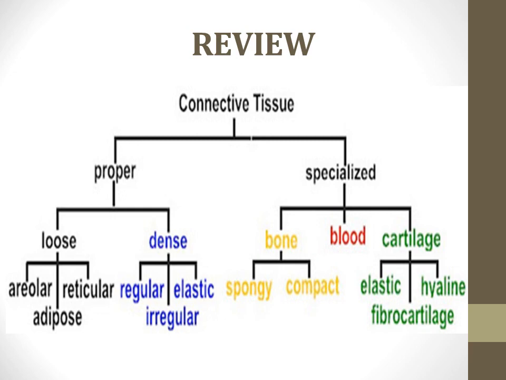Proper connective tissue is further classified as loose connective tissue as well as dense connective tissue. Loose connective tissue is further classified as areolar, adipose as well as reticular. Meanwhile, dense connective tissue is further classified as regular, irregular as well as elastic connective tissue. And one more type is specialized connective tissue, which we have to discuss today.